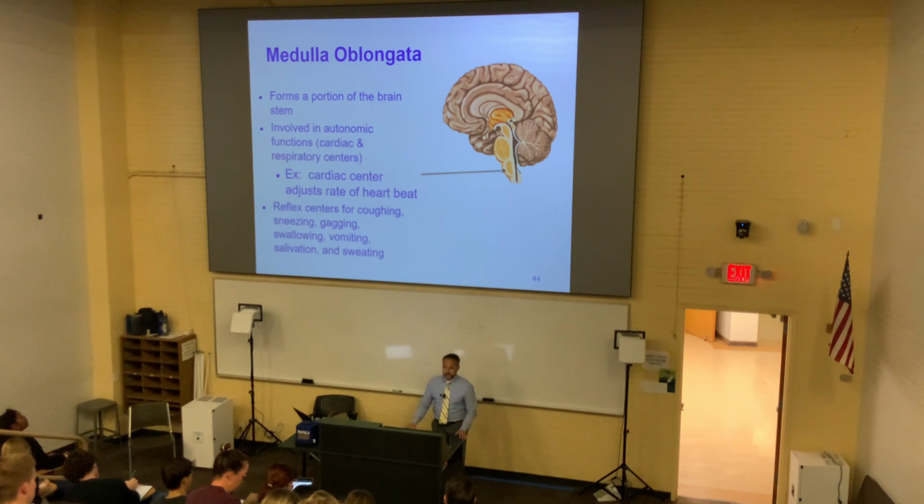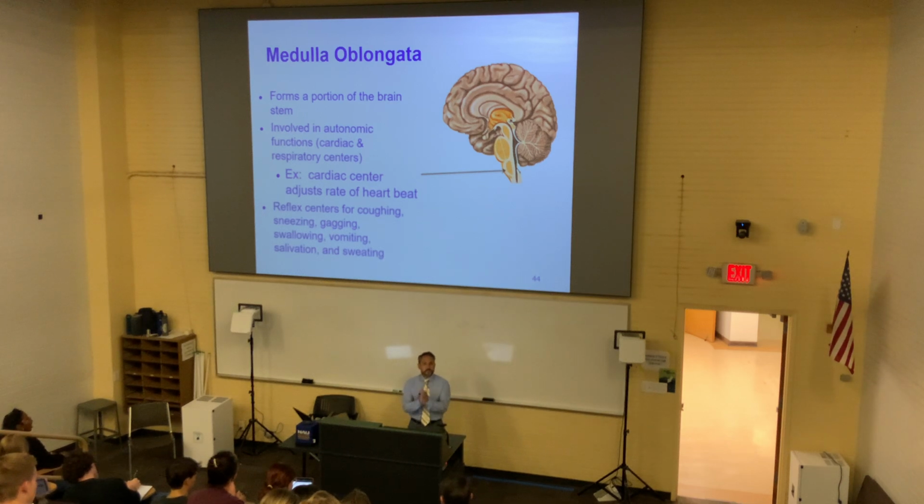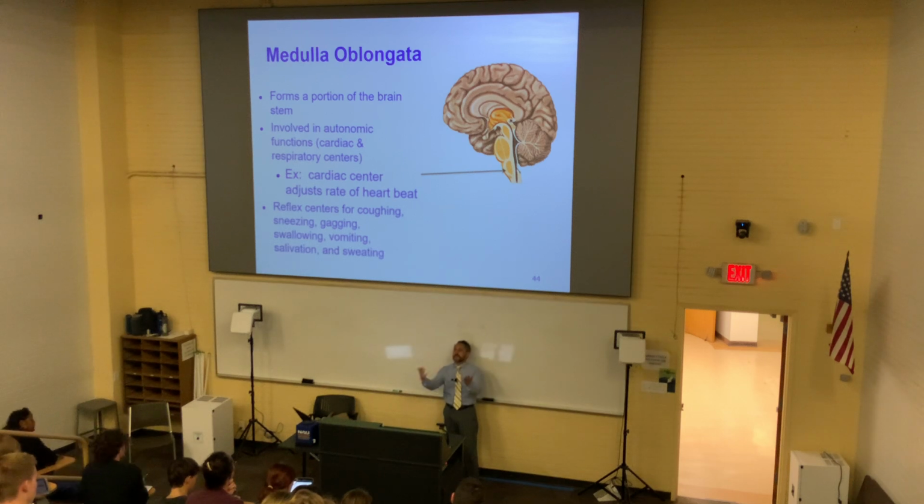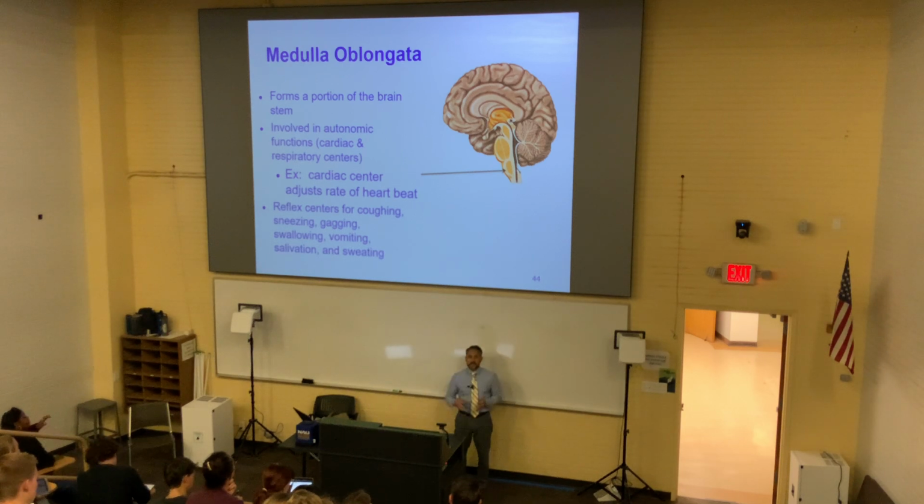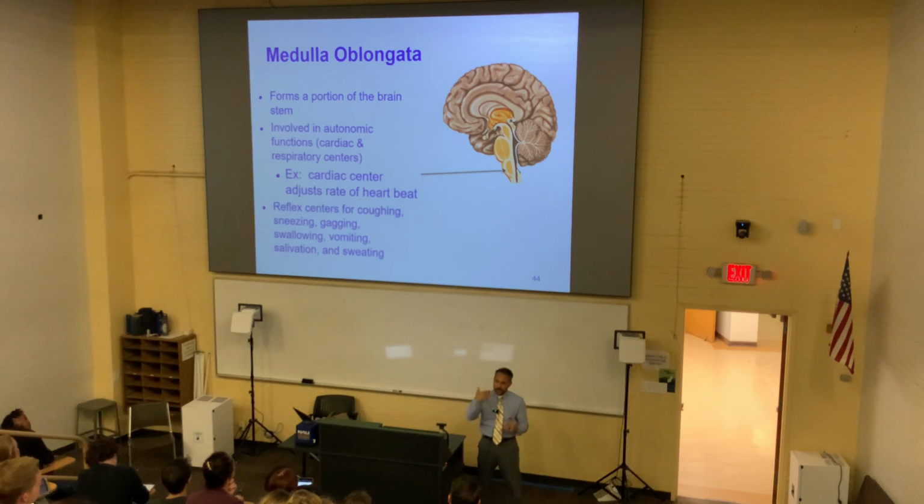The medulla oblongata, this forms a portion now of the brainstem. So remind me of the axes that I described to you, like left, right, front to back, top to bottom. Explain to me how that organization works. Any volunteers? Just start with one and tell me, how's it set up?